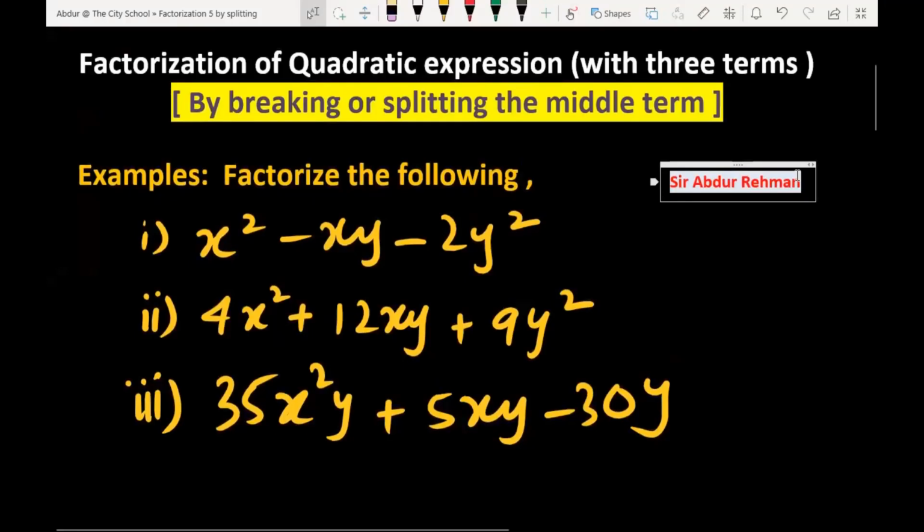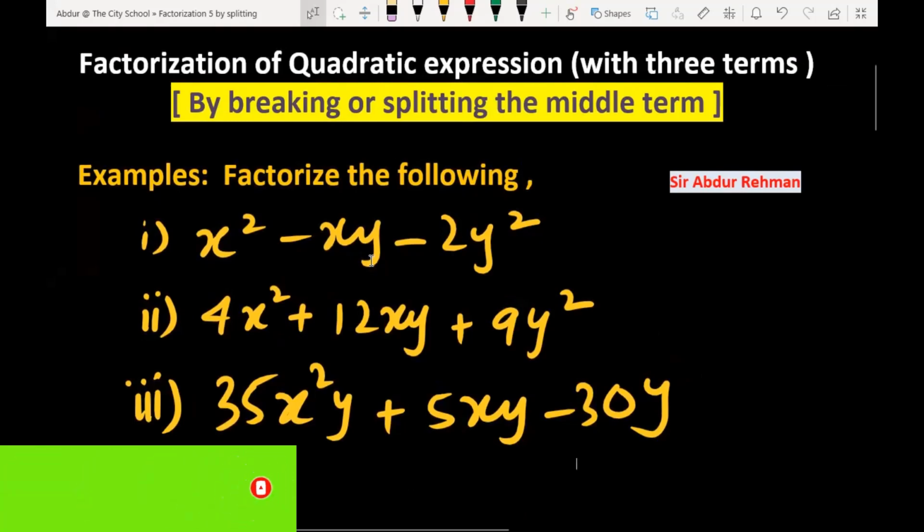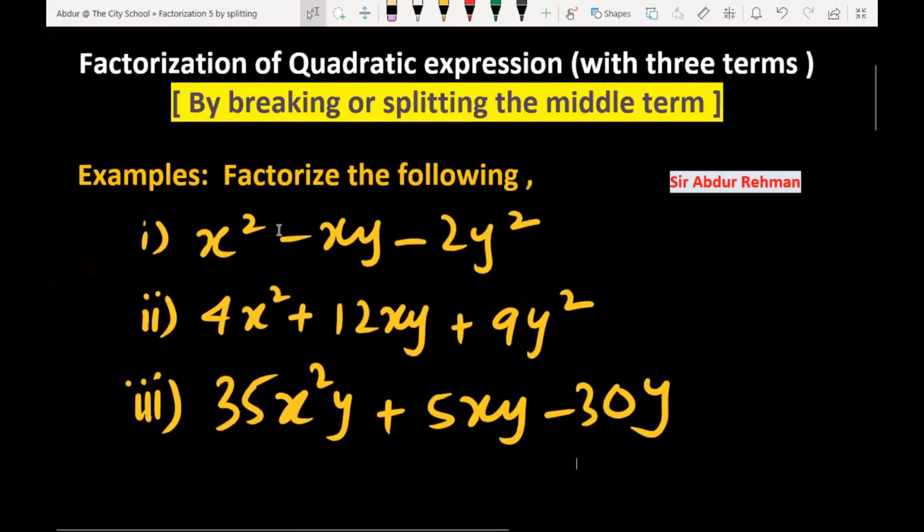Hello everyone, this is the continuation of factorization by breaking the middle term. In this lesson number 5, you will learn how to factorize a quadratic expression or quadratic polynomial. I'm going to explain how to factorize x square minus xy minus 2y square, when two different variables x and y are given. So I'm going to explain these three examples one by one.